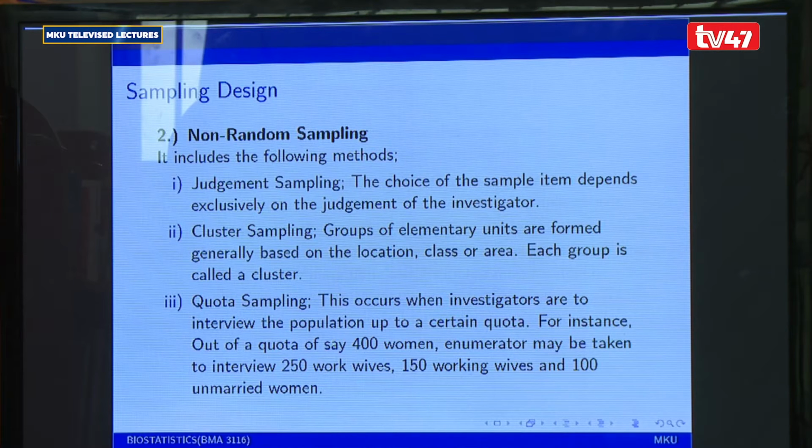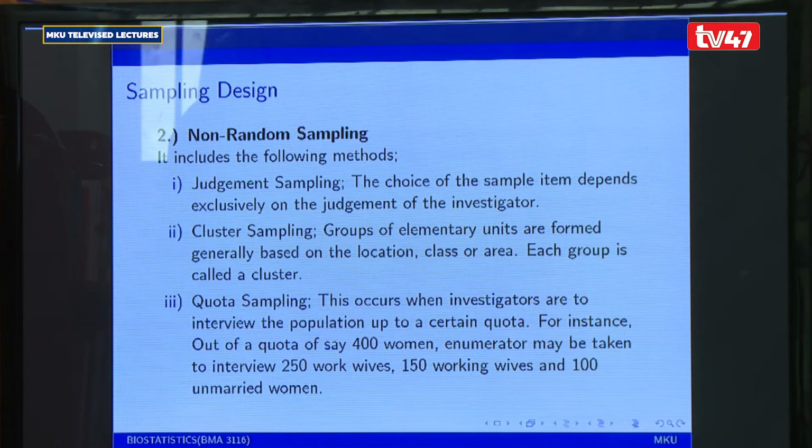Then we have cluster sampling, in which groups of elementary units are formed generally based on location. So then, in this class, we have clusters. You might form clusters based on the department of the student, such that you say, I'll pick 5 departments, pick Department A, Department B, Department C, Department D, and then now decide from that department. You might decide to pick students that are taking a certain unit from that department, but first you selected according to clusters. In this case, our clusters are the departments.